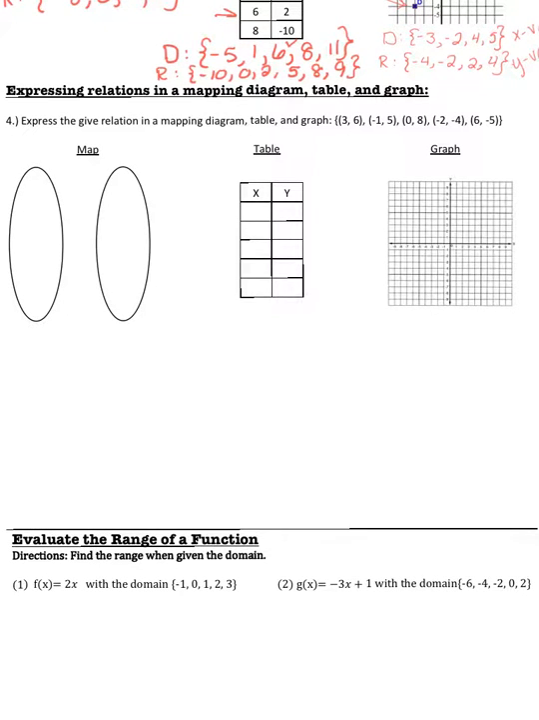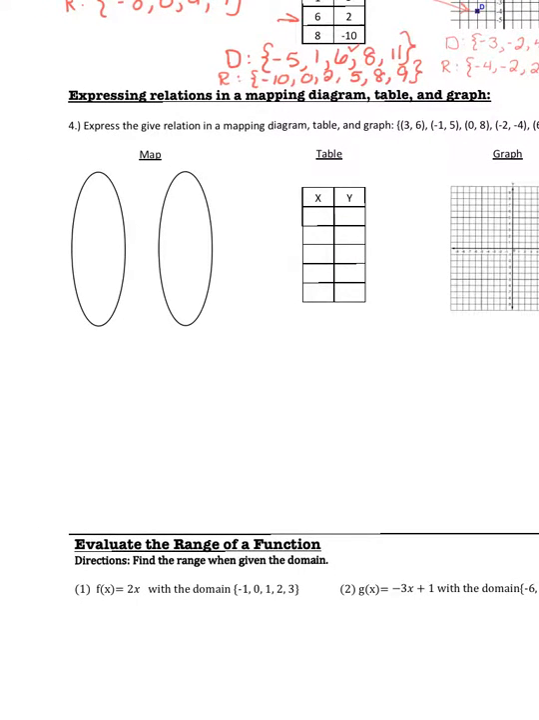We can use this information to also represent a relation, which here's my relation in number 4. Here's my relation. I'm going to represent that relation in what's called a mapping diagram. We're all familiar with a table and also a graph. For your mapping diagram, you'll put your domains here and your ranges here, and we just pair them up. My domain from my relation, from least to greatest, is -2, -1, 0, 3, and 6. Then my range is -5, -4, 5, 6, and 8.